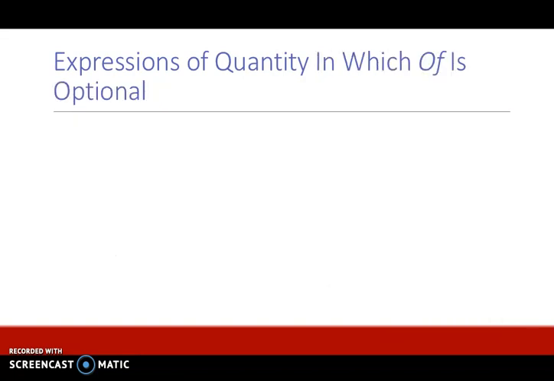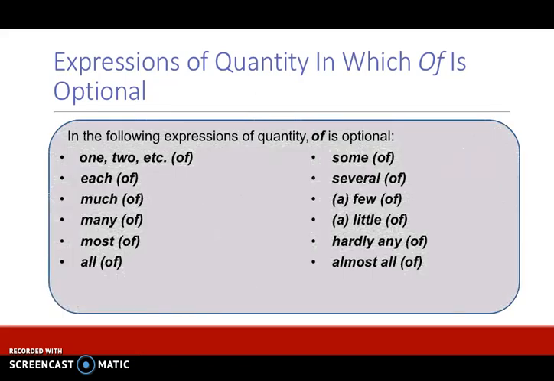Expressions of quantity in which of is optional. So in these expressions of quantity, of is optional. You may use it or you can omit it. So 1, 2, or any number of, each, much, many, most, all, some, several, a few and few, a little and little, hardly any, and almost all. So these expressions can include of, or the of can be omitted.